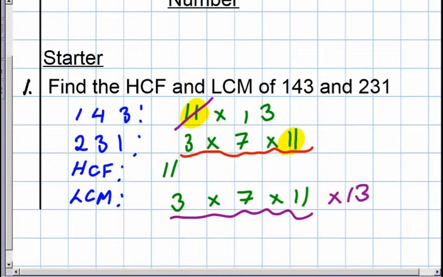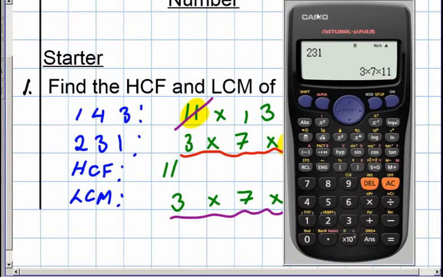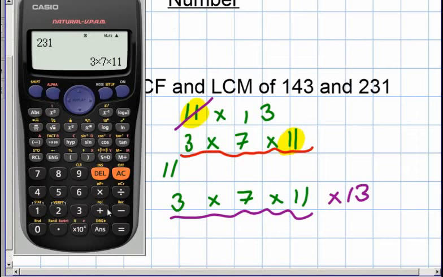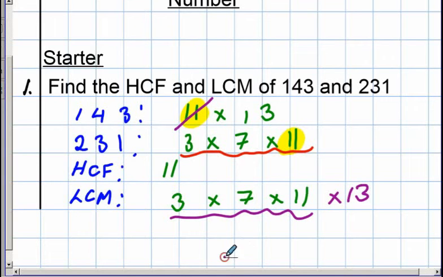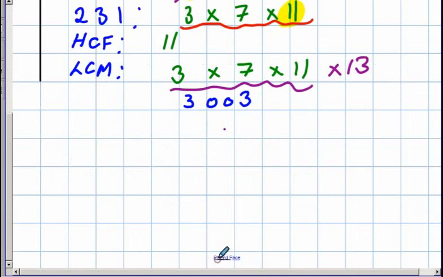Then all I've got to do is work out what that is. So I type in 3 times 7 times 11. I could have typed in, of course, 231, because that's what I know they multiply together give. And then times that 13 I added to give me 3003. The lowest common multiple is 3003. Let's go through that once more, again using the calculator to speed up the whole process.